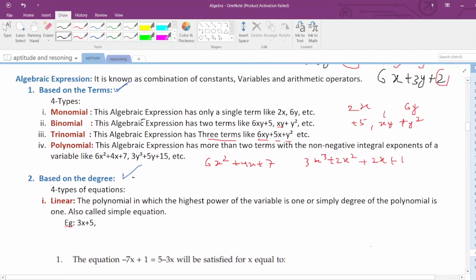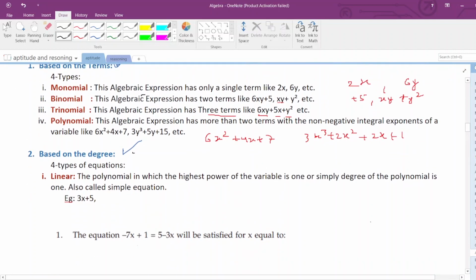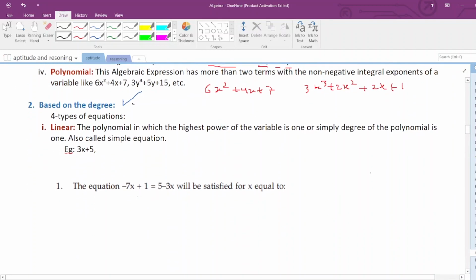So now I am moving to the other type, based on the degree. Here also there are four types of equations based on the degree. One is linear equation, second one is quadratic equation, third one is cubic equation, and fourth one is quartic equation.